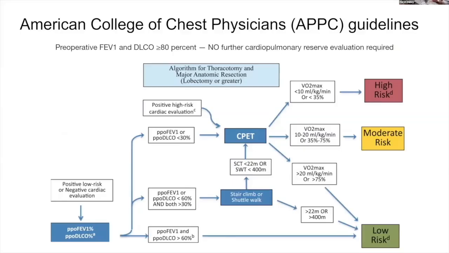The highlights here from this algorithm really is that they recommend that if a preoperative, so not predicted postoperative, but a preoperative FEV1 or DLCO are greater than 80%, if both are, then no further cardiopulmonary reserve evaluation is required.